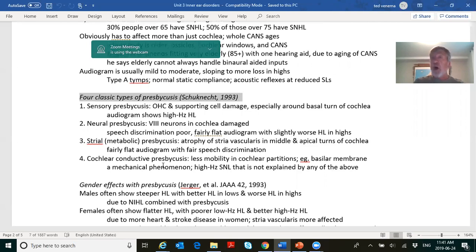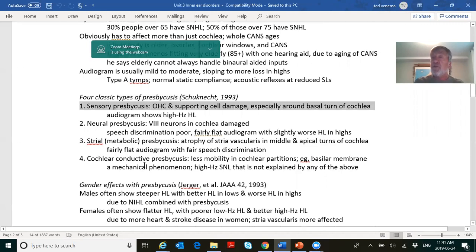And he found the most common one was sensory presbycusis. Mild to moderate loss, worse hearing in the highs than in the lows, decent speech discrimination, fair to normal, like the audiogram I showed you. And what was their damage? Outer hair cell pathology, mainly. Mainly around the base of the cochlea. Look what's highlighted here on your screen. Mostly high frequencies.